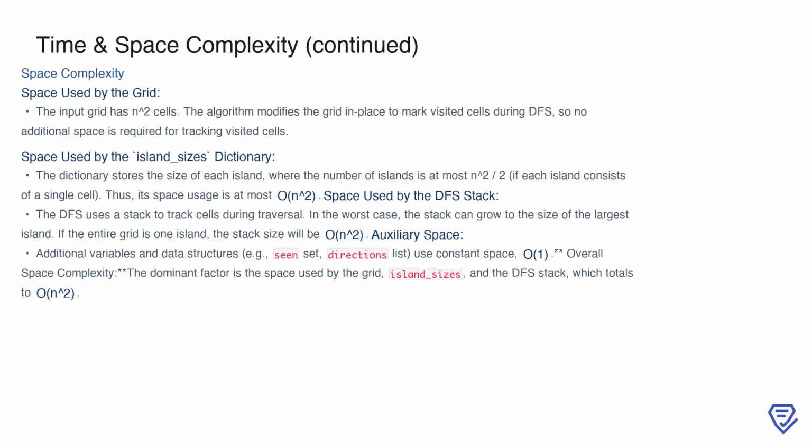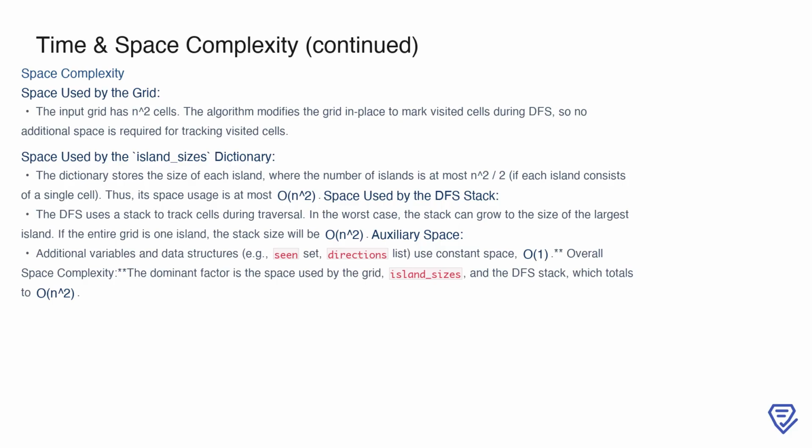Now let's analyze the space complexity. The grid itself has n squared cells, and since we modify it in place to mark visited cells during DFS, no extra space is required for tracking those visits. Next, we consider the island_sizes dictionary, which stores the size of each island. The maximum number of islands is n squared divided by 2, which would occur if each island consisted of a single cell. Therefore, the space used by the dictionary is at most O(n squared).